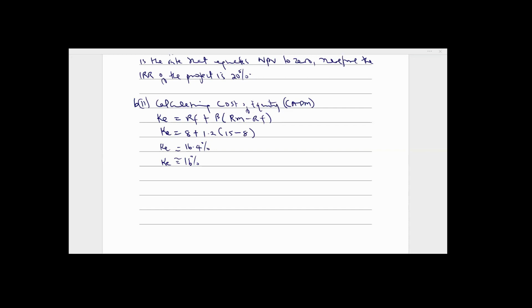Okay? Now, remember the decision rule under internal rate of return. We said that for independent projects, accept if internal rate of return is greater than the company cost of capital, isn't it? Then for mutually exclusive projects, accept the project with a higher internal rate of return, provided it is greater than the company cost of capital. We calculated cost of capital to be 16% and internal rate of return to be 20%. Since internal rate of return is greater than the company cost of capital, the project is financially viable and should be undertaken.